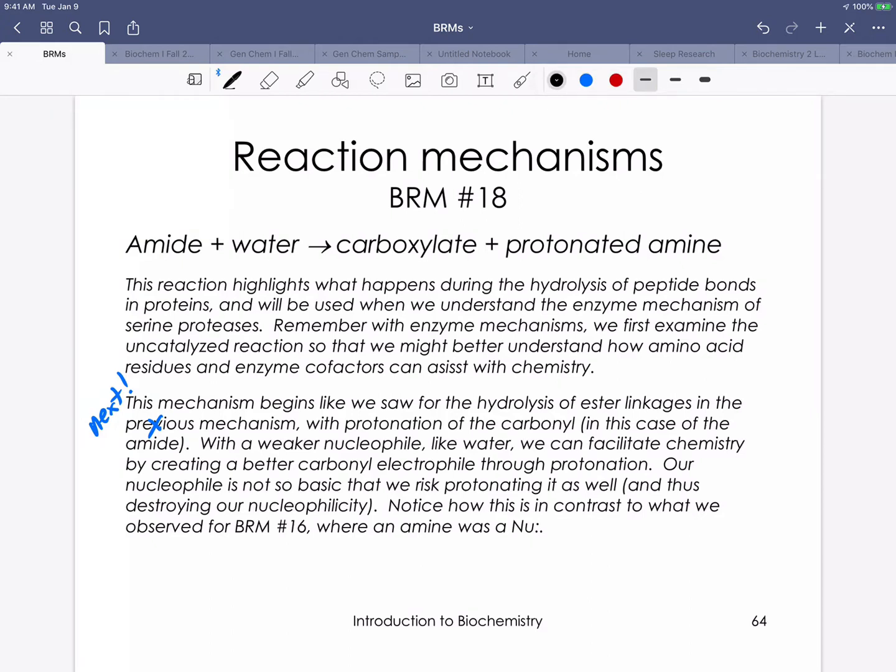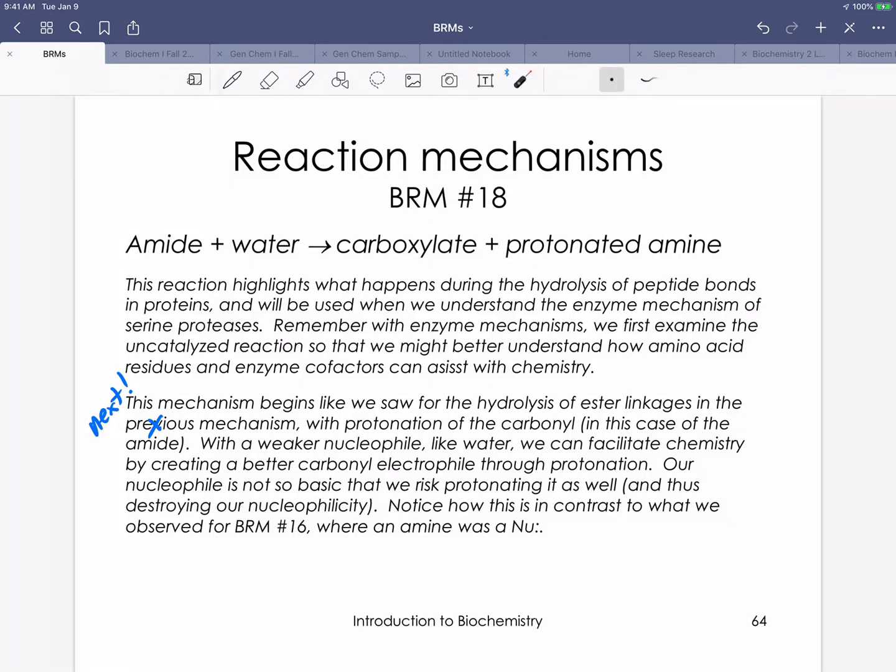So plugging along with our reaction mechanisms, the next couple of reaction mechanisms are going to look at hydrolysis reactions. Reaction mechanism 18 here is going to look at the hydrolysis of peptide bonds that we find with amides, and then reaction mechanism 19 is going to look at the hydrolysis of ester bonds that we see with triglycerides.